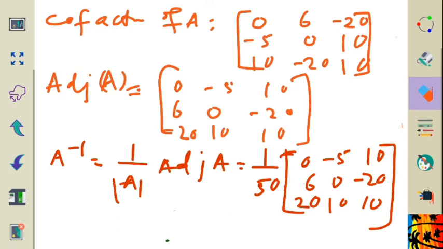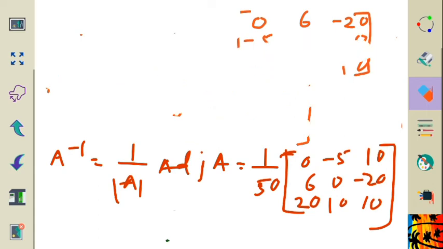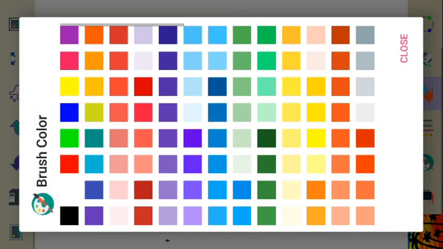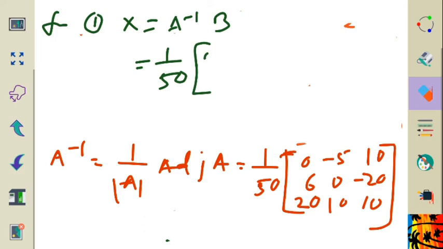So let me erase some part. Now you revisit equation number 1. If I see equation number 1, what did I get? Let us recall. Clear? From 1, your x was A inverse into B, right? A inverse I have already obtained. This is 1 by 50 multiplied by 0, minus 5 and 10. Next it is 6, 0 and minus 20. Next it is 20, 10 and 10.